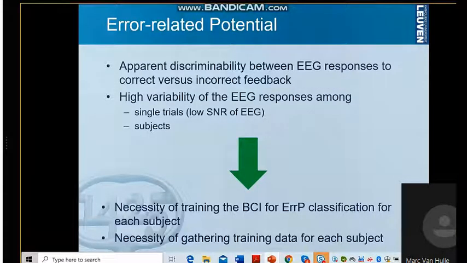So next slide, you indeed see that there is something there, and there are ERP components that can be used, but there is also a high variability, as you have seen, among trials because of the noise that you always have in EEG. And then it really depends on the subjects. So quite some training is needed on each individual subject to make it work. So you need to gather a lot of training data. It's not going to be easy.